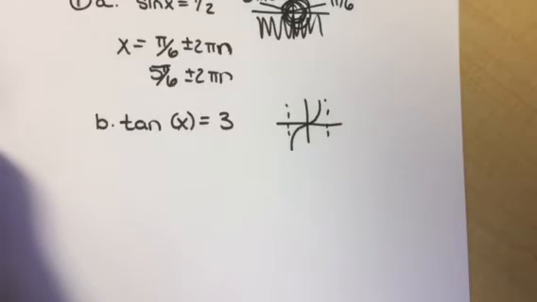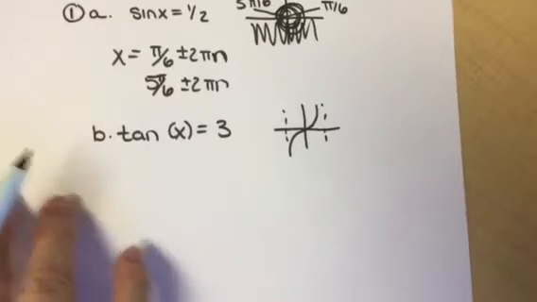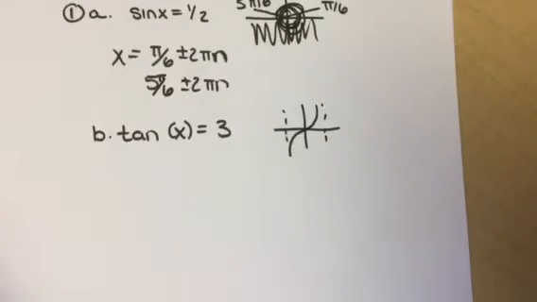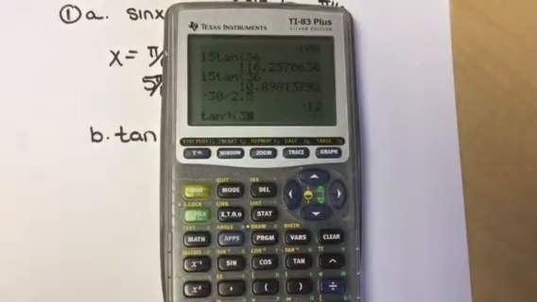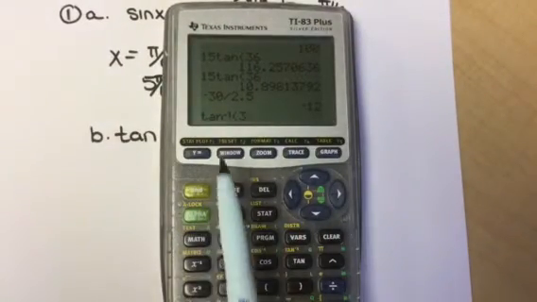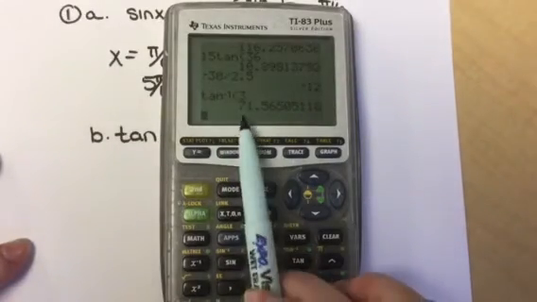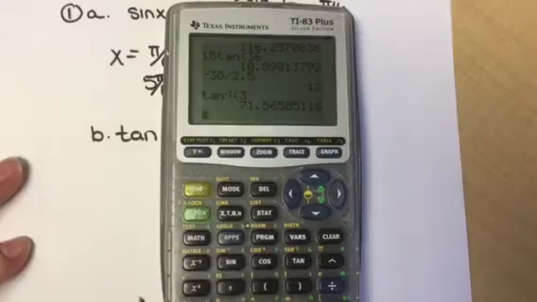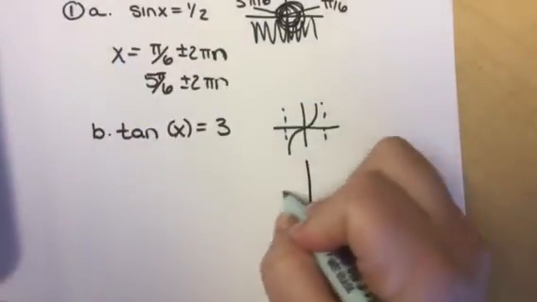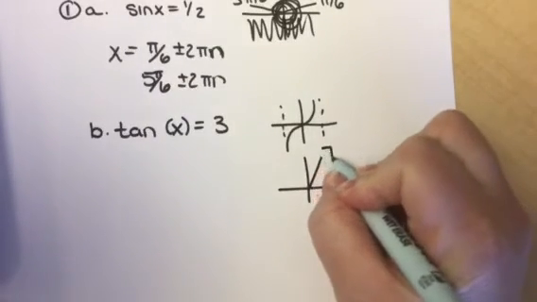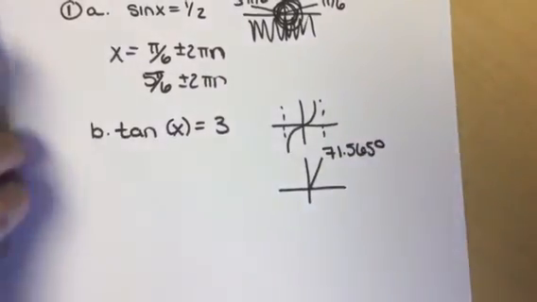And so I have an old school calculator, but my calculator right now is in degrees. So let's first do it in degrees. So I typed arctan of 3 and I pressed enter. So it's telling me that happens at 71.565 degrees. So I'm just going to draw a little unit circle. It happens up here, 71.565 degrees.